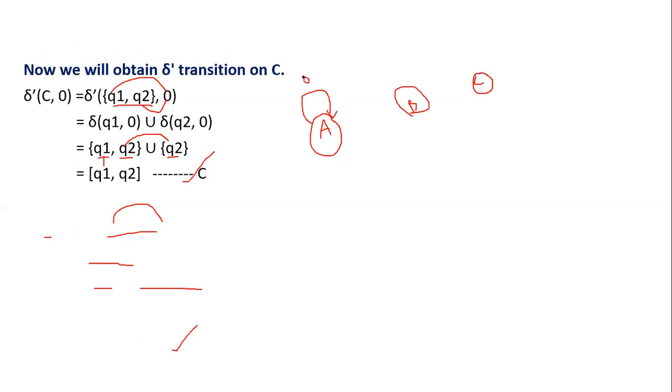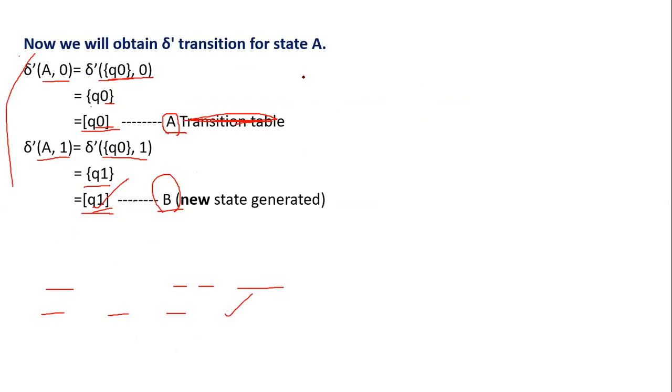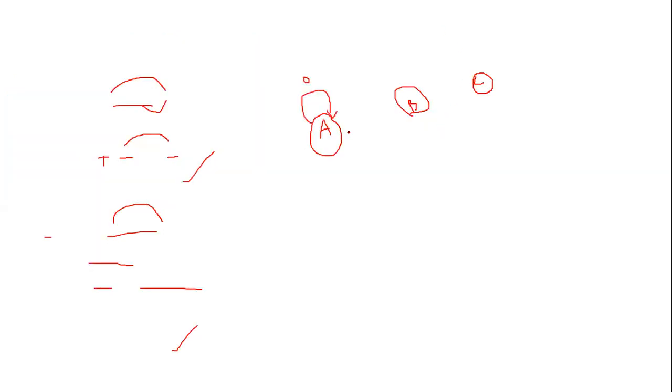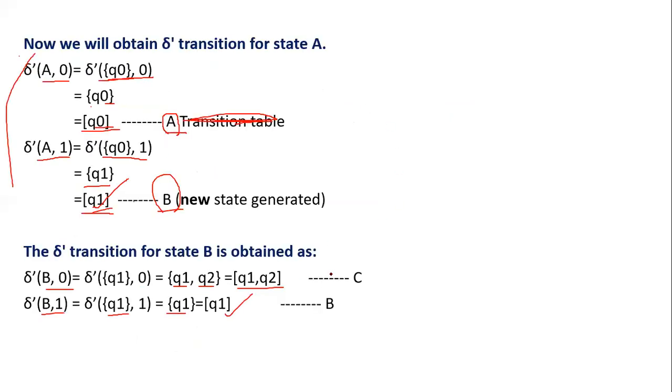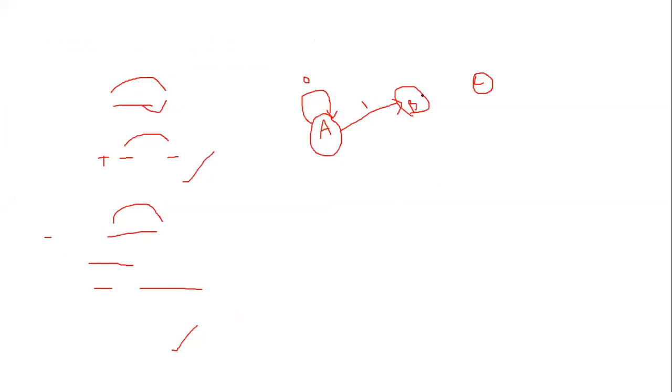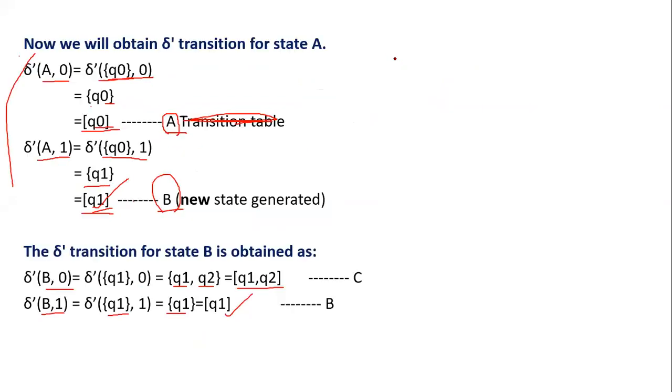Okay, and A comma 1, where is it moving? That is B, the state Q1. Here it is mentioned as B only. So we can draw the connection between A and B with the input symbol 1. And B comma 0 is moving to the state C, and B comma 1 is a transition to the same state itself.